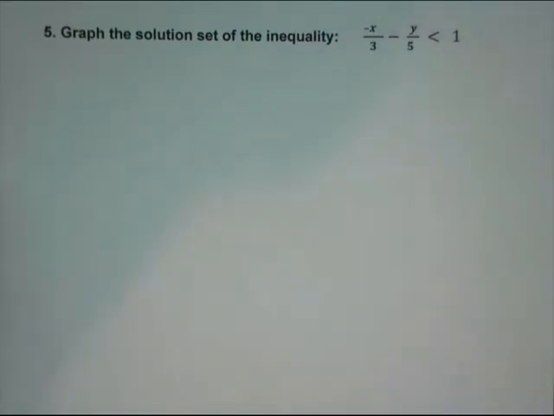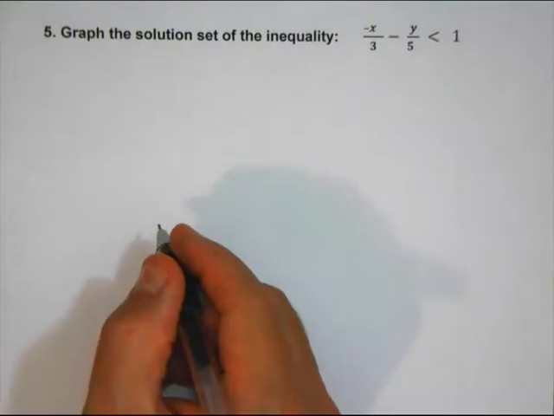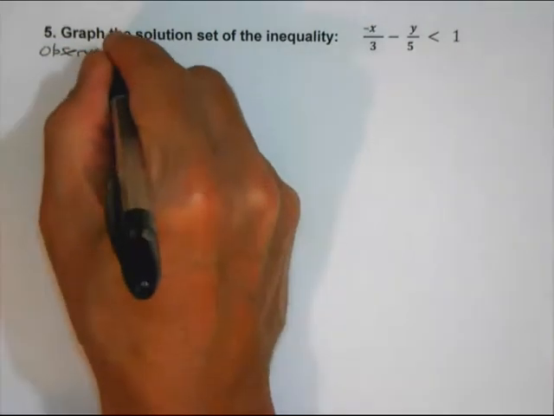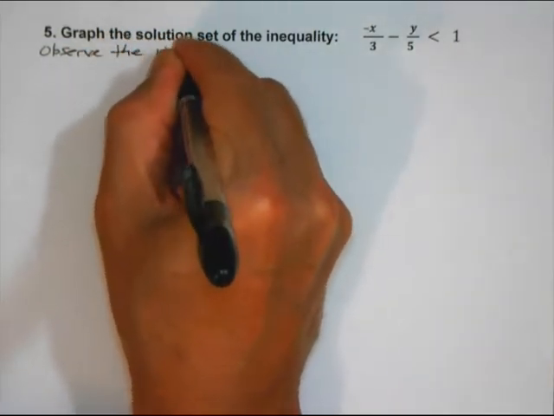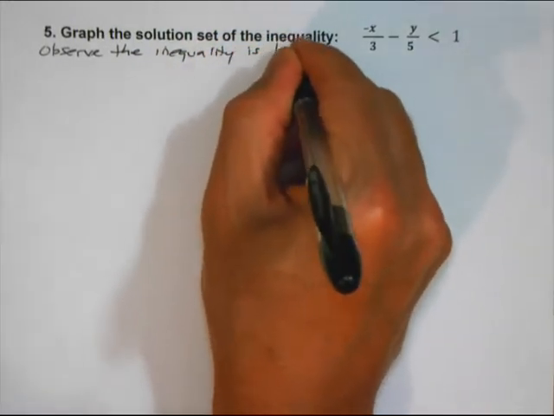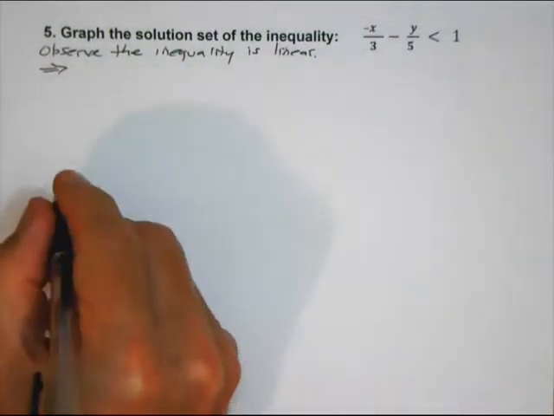Exercise 5. Graph the solution set of the inequality negative x over 3 minus y over 5 less than 1. Okay, let's see here. Getting started. First thing, you might notice that this is indeed a linear inequality. So observe, the inequality is linear. And what's the implication there? We know that the graph will be a half plane.